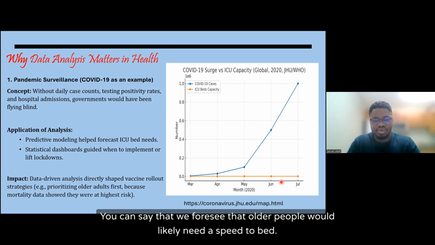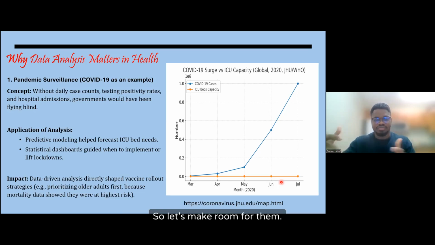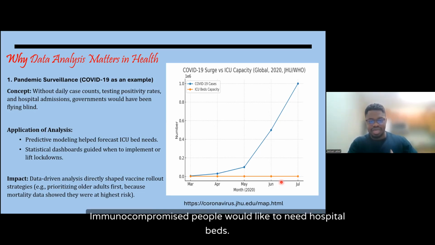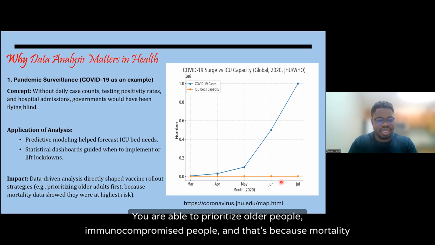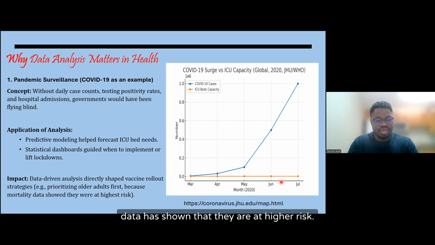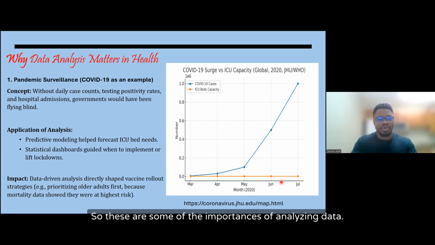You can say that we foresee that older people would likely need hospital beds. So let's make room. Immunocompromised people would likely need hospital beds. Let's make room for them. And you can prepare for what is to come. You are able to prioritize older people and immunocompromised people, and that's because mortality data has shown that they are at higher risk. So these are some of the importances of analyzing data.